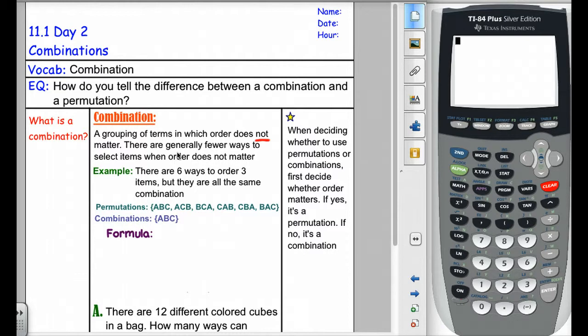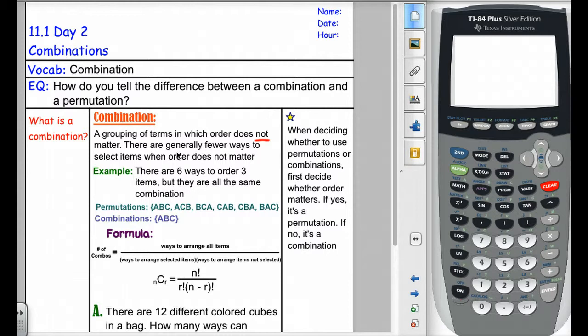If you decide it's a combination, the formula we're going to use today says the number of combinations is equal to the ways to arrange all the items divided by the product of the ways to arrange the selected items times the non-selected items. In other words, a combination of n items chosen r at a time would be n factorial divided by r factorial times n minus r factorial.